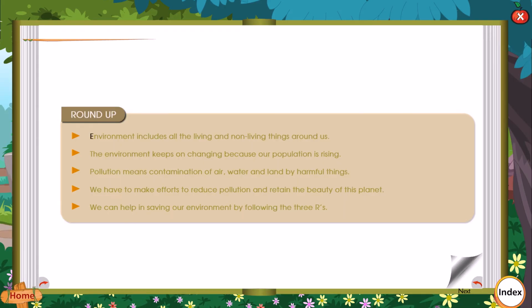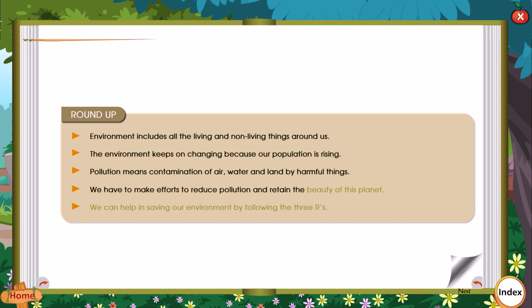Roundup. Environment includes all the living and non-living things around us. The environment keeps on changing because the population is rising. Pollution means contamination of air, water, and land by harmful things. We have to make efforts to reduce pollution and retain the beauty of this planet. We can help in saving our environment by following the 3 R's.